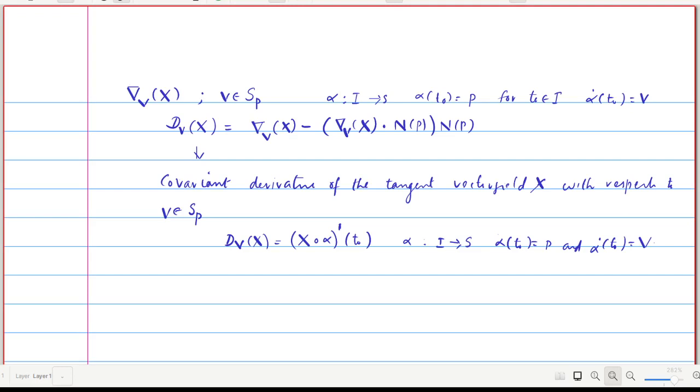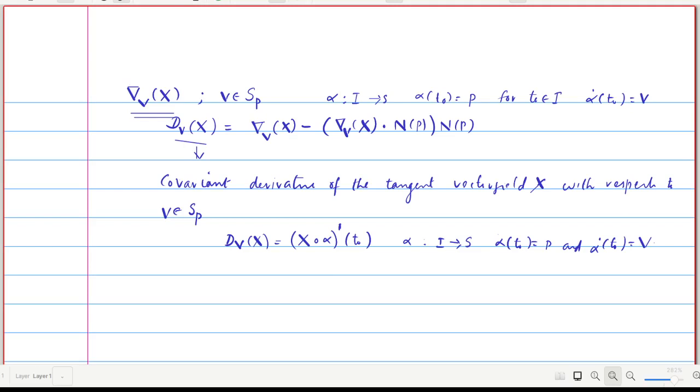In the last class, we discussed three properties of del v x. The same three properties hold for this covariant derivative as well. Please do it as an exercise: when you replace del v x in the previous three properties by d v x, those properties will hold for d v x as well.